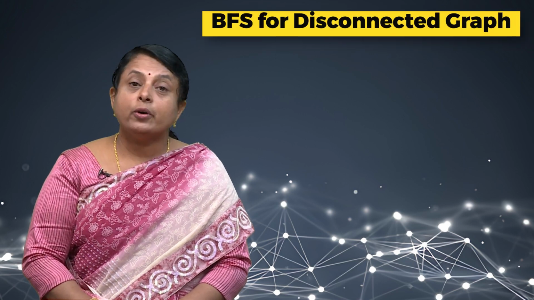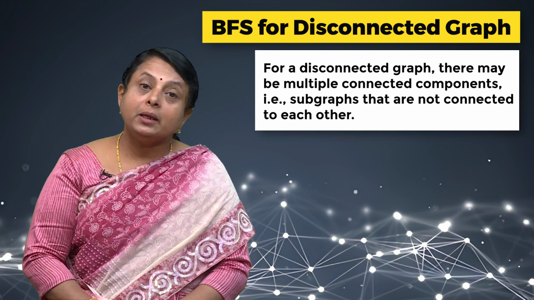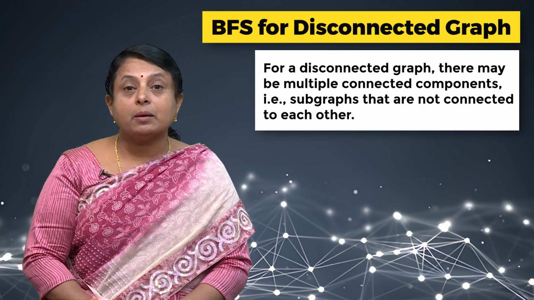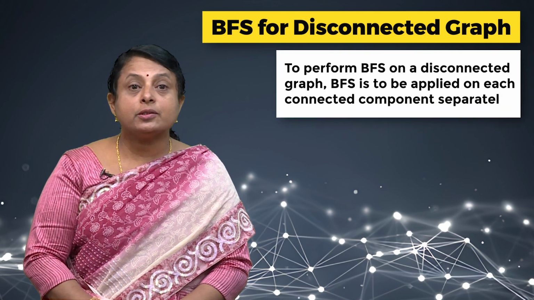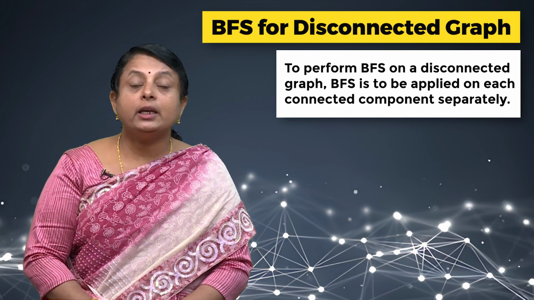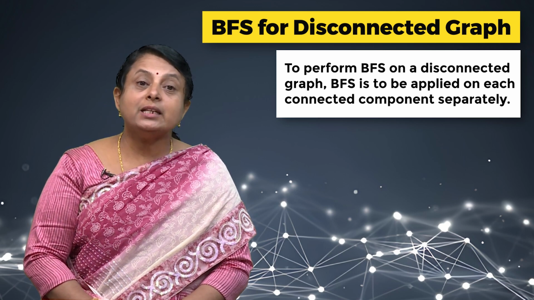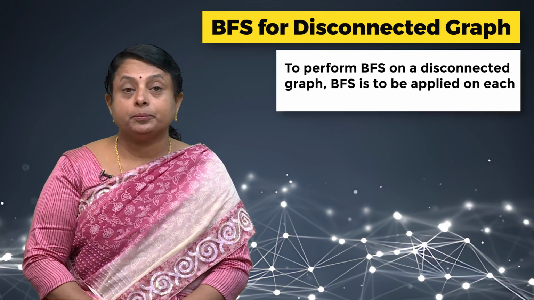Breadth first search algorithm can also be used for disconnected graph. BFS is a graph traversal algorithm that visits all the vertices of the graph in a breadth first order. That is, it visits all the vertices at the same level before moving to the next level. For a disconnected graph, there may be multiple connected components, that is subgraphs that are not connected to each other. To perform BFS on a disconnected graph, we need to apply BFS on each connected component separately.